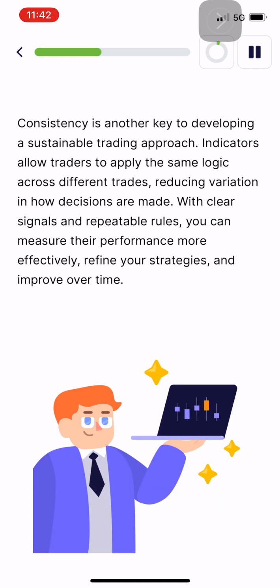Consistency is another key to developing a sustainable trading approach. Indicators allow traders to apply the same logic across different trades, reducing variation in how decisions are made. With clear signals and repeatable rules, you can measure their performance more effectively, refine your strategies, and improve over time.